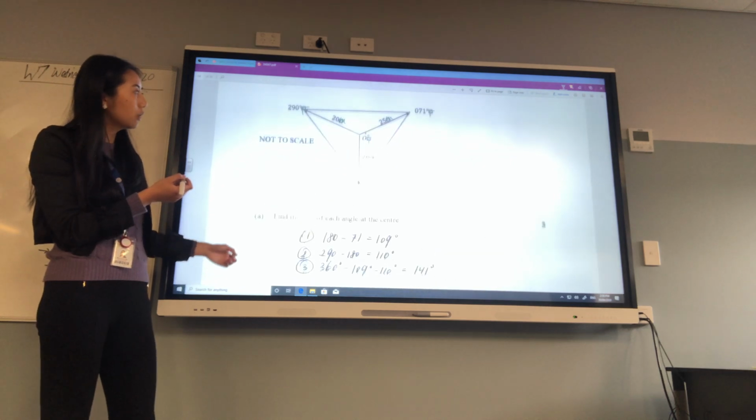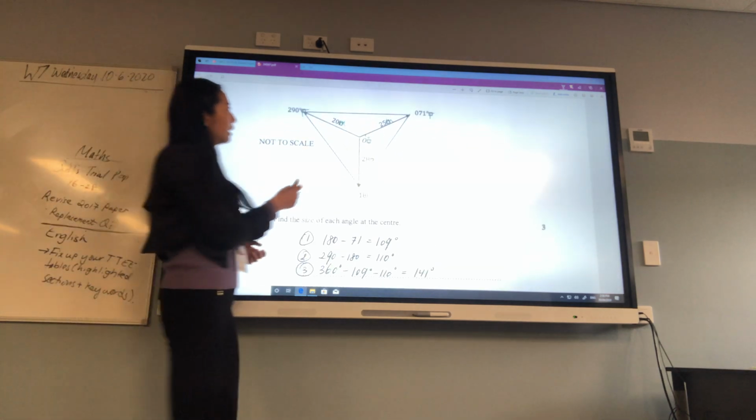So find the size of each angle at the center. You have, I think this one is 109.